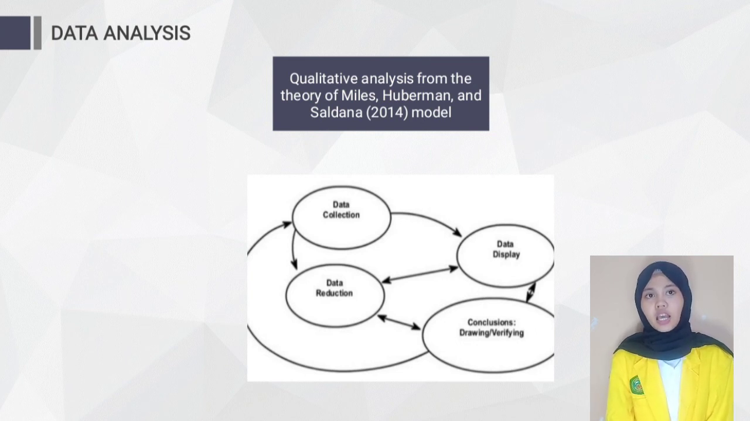These activities are data reduction, data display, and conclusion drawing or verification. In short, the steps in analyzing the data: the first one, the researcher collects the data from the interviews, then the researcher collects, identifies, and focuses on the data by referring to the formulation of the research problem. The second, after selecting the data, the researcher displays or transcribes the data into good sentences. The researcher will present the data using the original text in the form of narrative text.